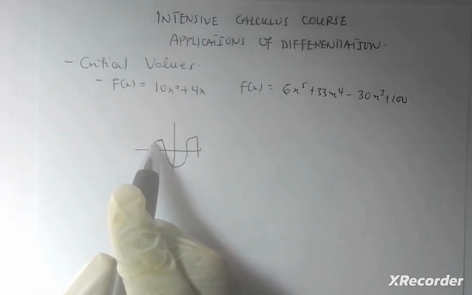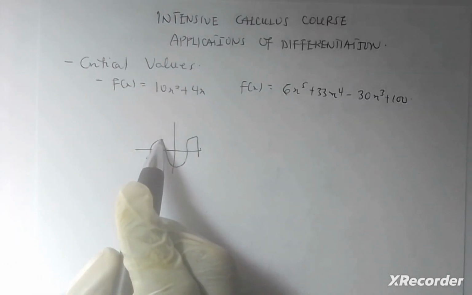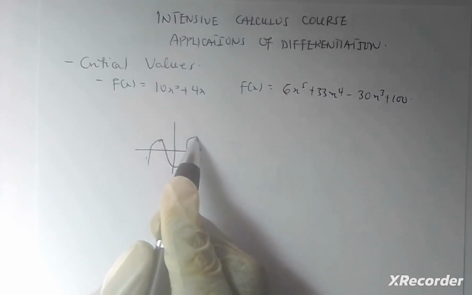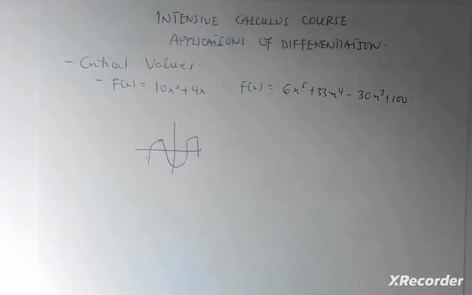The curve was rising from this side. Upon reaching here, it stopped. So meaning at this point there is a resting phase, then it changed direction down, and at this point there will be another resting. So those peak points are called the critical values of the function. How do we get those values?